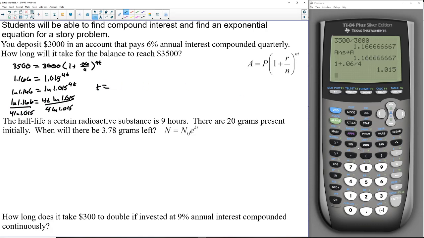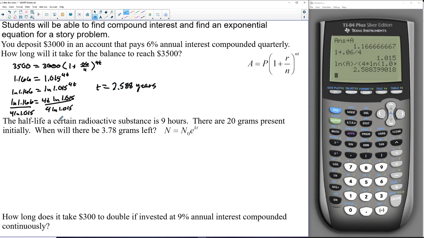t now is equal to the natural log of A divided by 4 times the natural log of 1.015. So we get 2.588, and that is years.